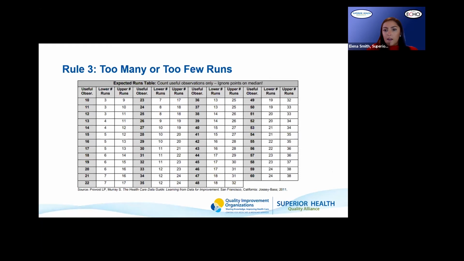As I mentioned, this chart is available online. They're all going to look the same, where it shows you the number of points. That's what you counted, data points, and then runs, which is crossing the center line plus 1. Anything between the lower number of runs and the upper number of runs shows a usual amount of variation. A signal exists only when the number of runs is outside of that range.